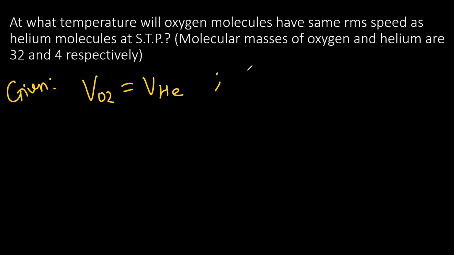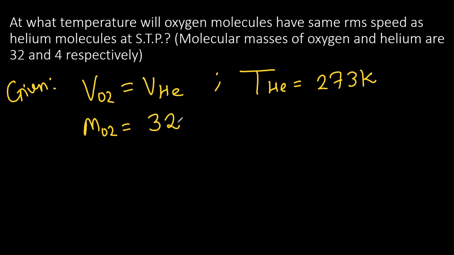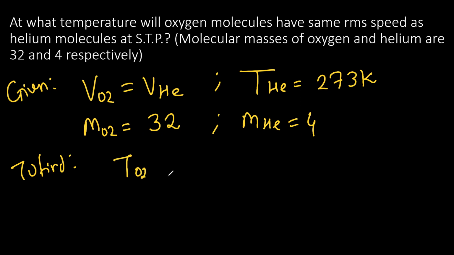So at S.T.P, we consider the temperature of helium as 273 Kelvin. Let's take 273 as well. So what is the molecular mass of O2? That is 32. And what is the molecular mass of helium? 4. Either way, it is given. What is to be found? The temperature of oxygen. We have to find this out. So let's go for the solution.